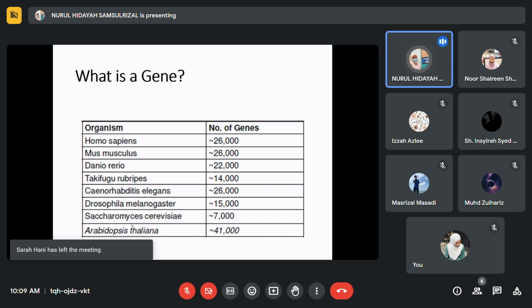Okay, and then we can see the plants, okay, Arabidopsis thaliana has the highest number of genes, okay. Okay, this is for the example, even though Arabidopsis thaliana compared to Homo sapiens, the size is quite small, but the number of genes is lagi banyak compared dengan Homo sapiens.